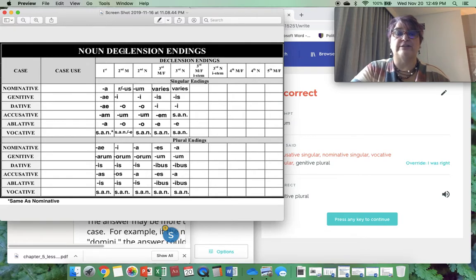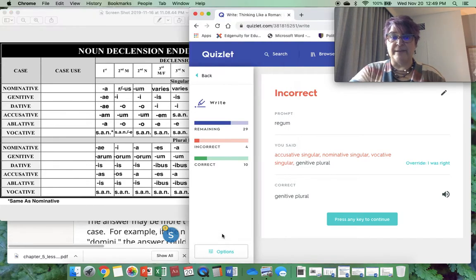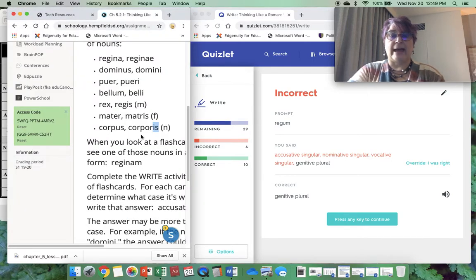Does the noun belong to first declension, second declension masculine, second declension neuter? Does it belong to third declension, masculine and feminine, or does it belong to third declension neuter? To know that information, I have to go to the vocabulary list. So that's right here. Regum is from rex, regis. When I look at the genitive form, it tells me it ends with IS. That means it's from third declension. The M tells me that it's third declension masculine.